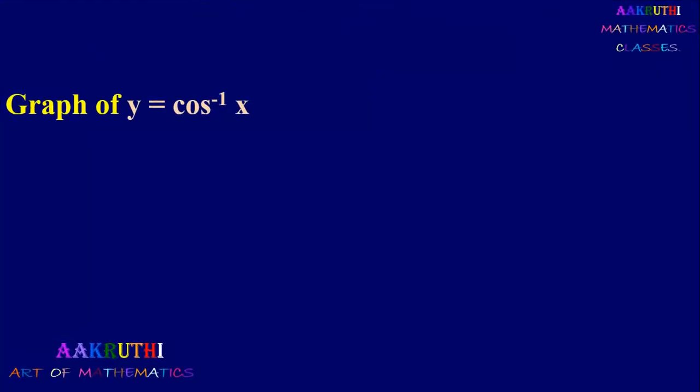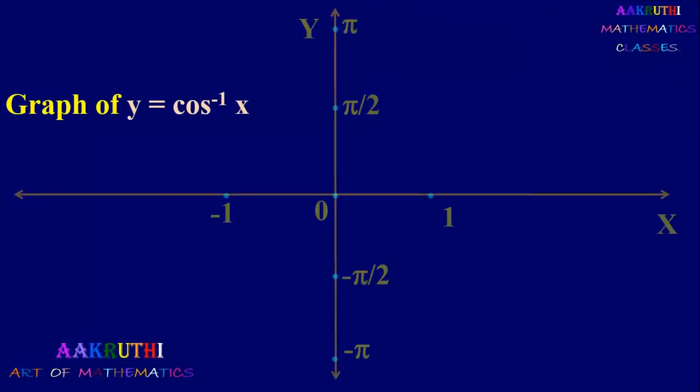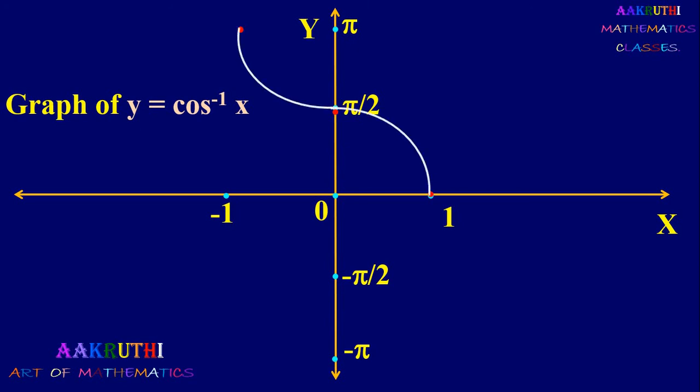So next one, graph of y equal to cos inverse x within principal value branch. So here principal value branch is 0 to 180 degree. Now here cos inverse 1 is 0, and cos inverse 0 is pi by 2 and cos inverse minus 1 is 180. So we join all these points, we get graph like this. So this is graph of y equal to cos inverse x in principal value branch.